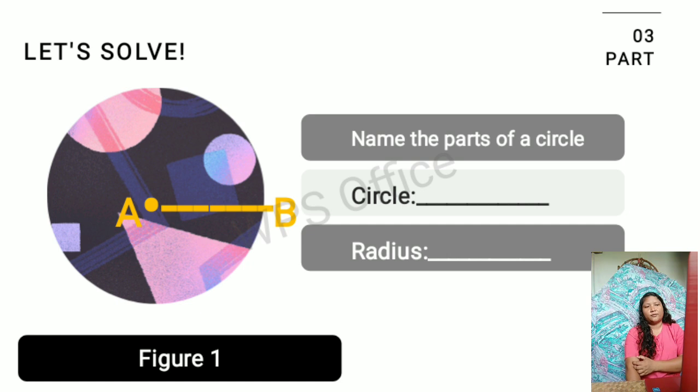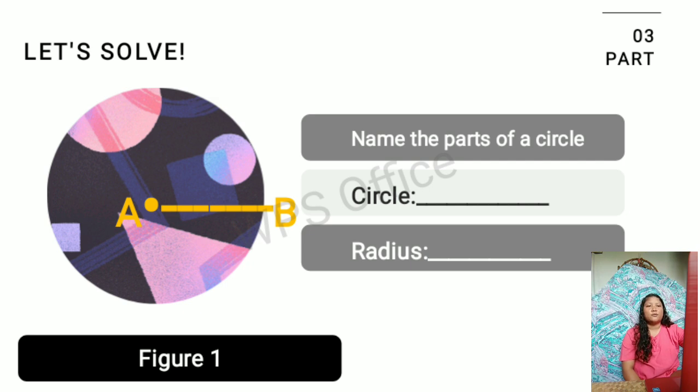Let's solve. There is an illustration, or a figure, given there. Let's name the different parts of the circle. In figure 1, where is the center? The center there is point A. And how about the radius? The radius there is line AB.